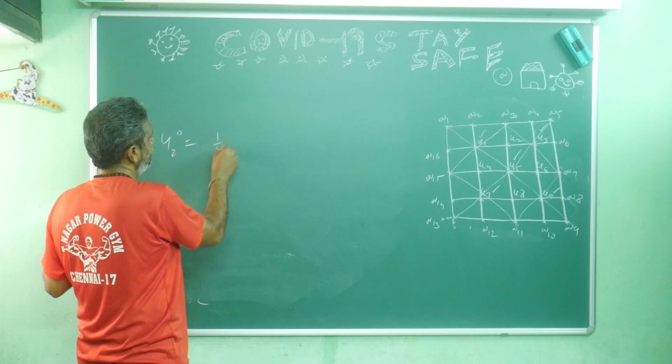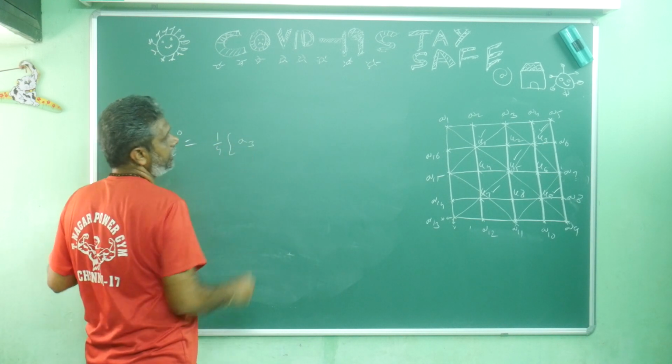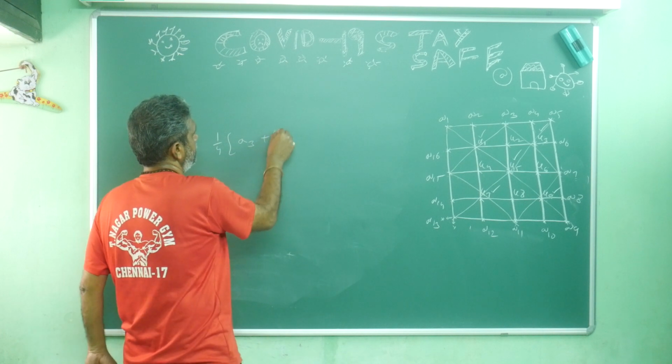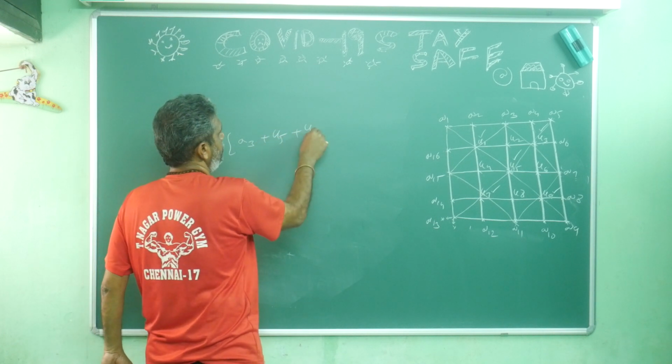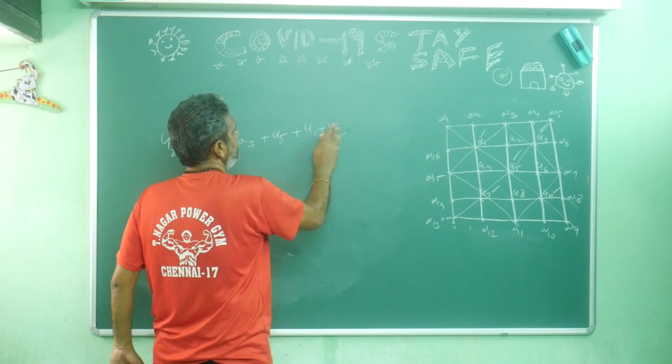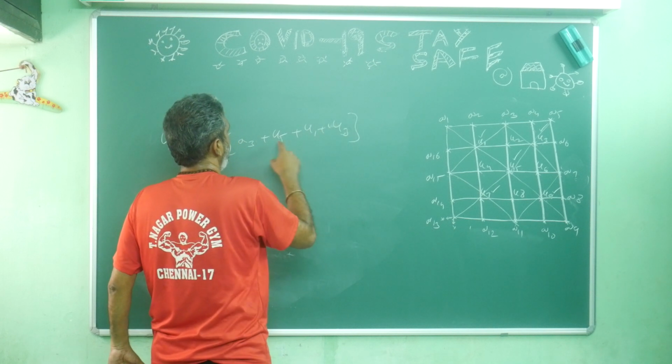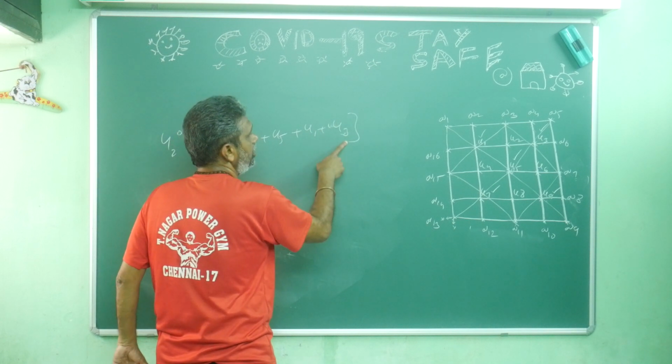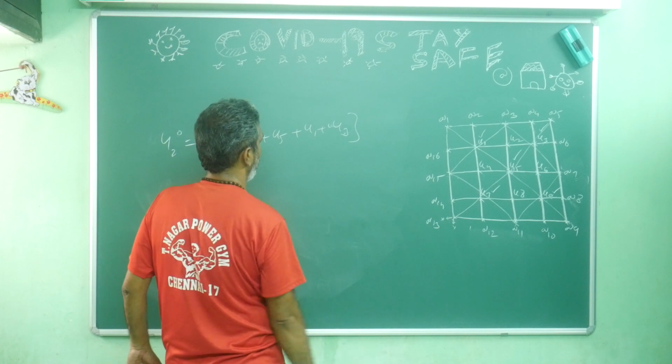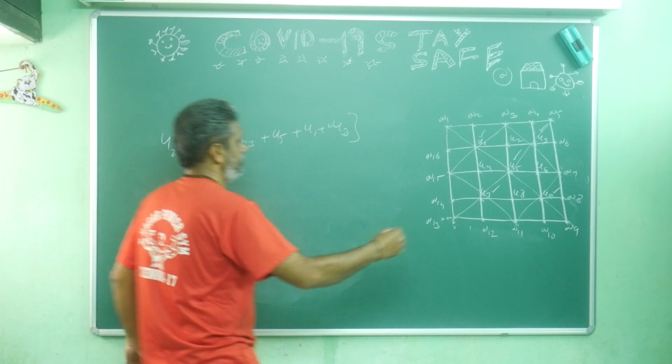A3 plus U5 plus U1 plus U3, because all these fellows are available in my hand. U5 I know, U1 I know, U3 I know, and everything is in my hand. So this is also over.